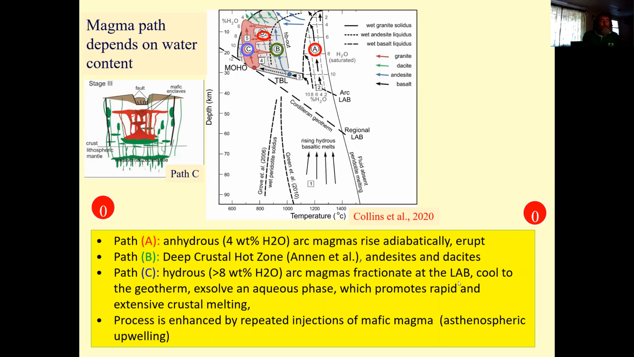Maybe magmas are coming up to the lithosphere-asthenosphere boundary and start to cool to the geotherm. They exsolve a fluid phase that promotes rapid and extensive melting in the mantle lithosphere above. And if that water finds its way, or those melts find their way, up to the base of the crust and maybe escape up towards the surface along these structures, then it's not surprising that some of the water in the appinites may have a mantle signature.